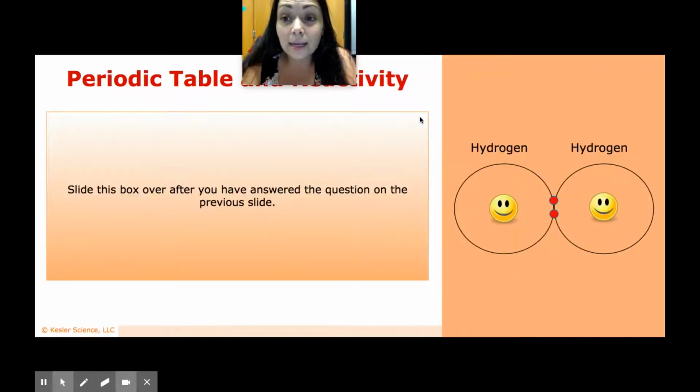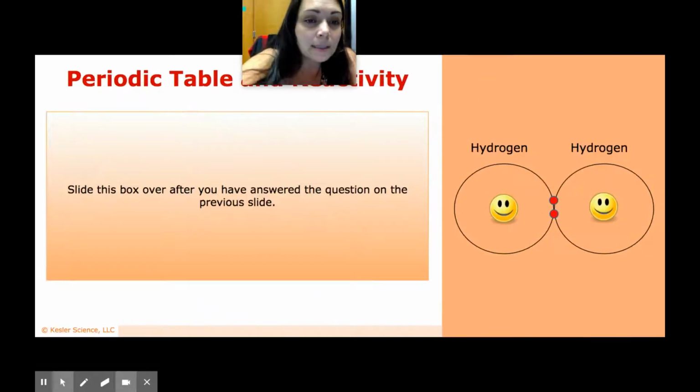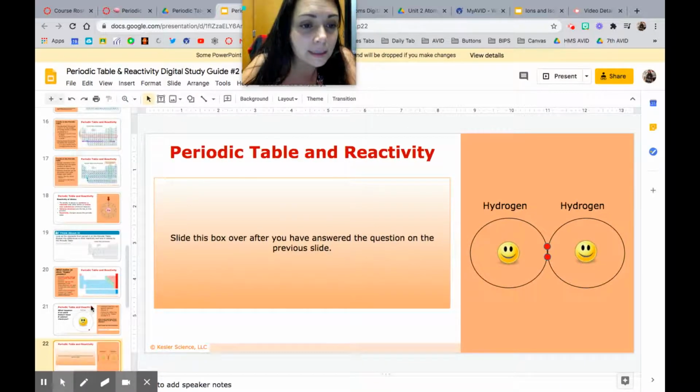Okay, and then you can look at the next slide. So hydrogen and hydrogen, 1 and 1, together make 2, which means that first shell is full, so they're very happy. And y'all, this is like a little mystery business. Let me see.